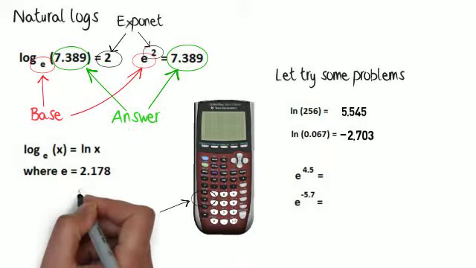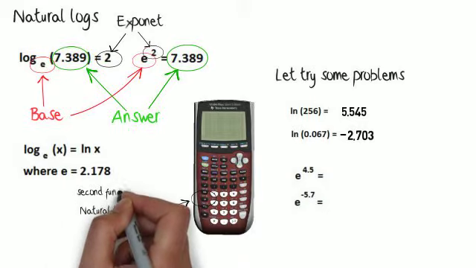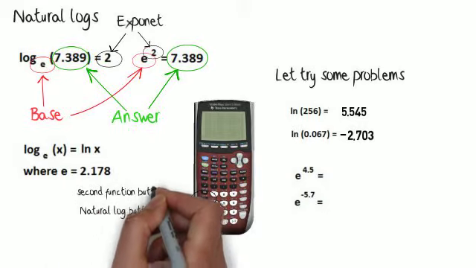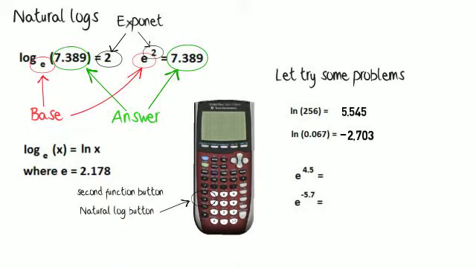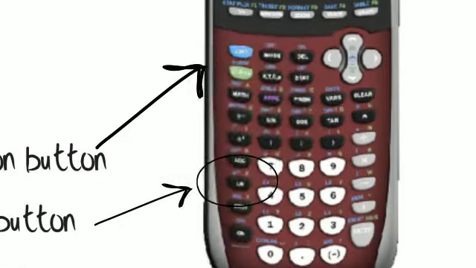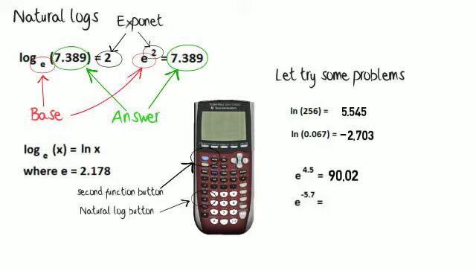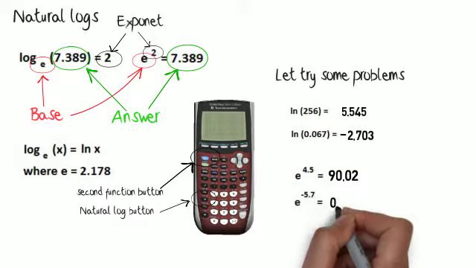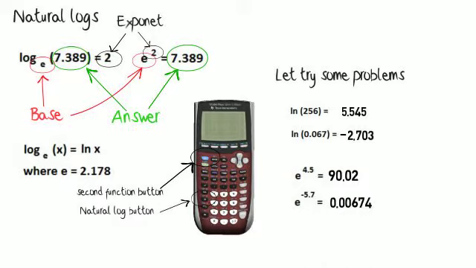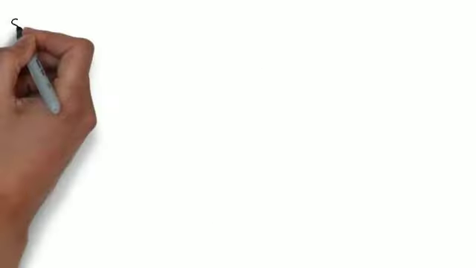Now let's do some inverse functions where we're going to take e, our base e, which is 2.178, and it continues on, and we're going to raise it to a certain power. We'll use the second function button and the natural log button, and type in e to the 4.5, and we'll get 90.02. And e to the negative 5.7, we get 0.00674. So that should be fairly simple.